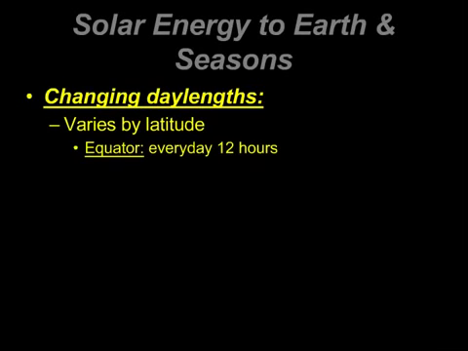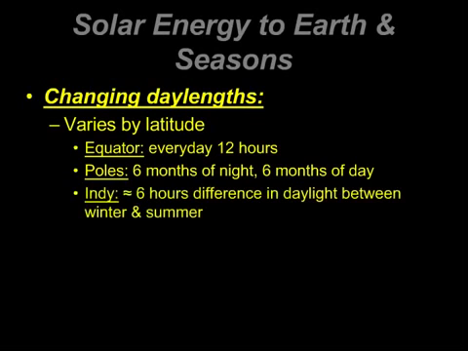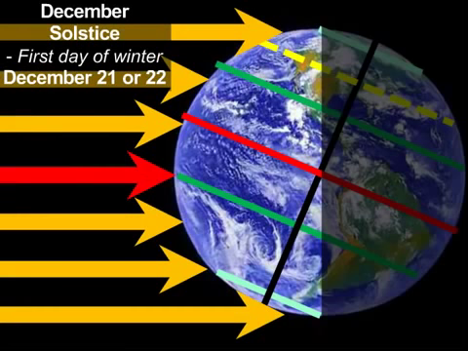Going back and summarizing changing day lengths, once again it varies by latitude. However, at the equator, every single day is 12 hours, every single day. Whereas the poles, like we've showcased, have 6 months of night followed by 6 months of day. Extreme differences between daylight. Whereas Indy, we've got about 6 hours difference between winter and summer. So we might get roughly 15 hours in the summertime, but then down to about 9 hours during the wintertime. So we're going to go quickly through the seasons, and we're going to get this illusion that Earth is wobbling.